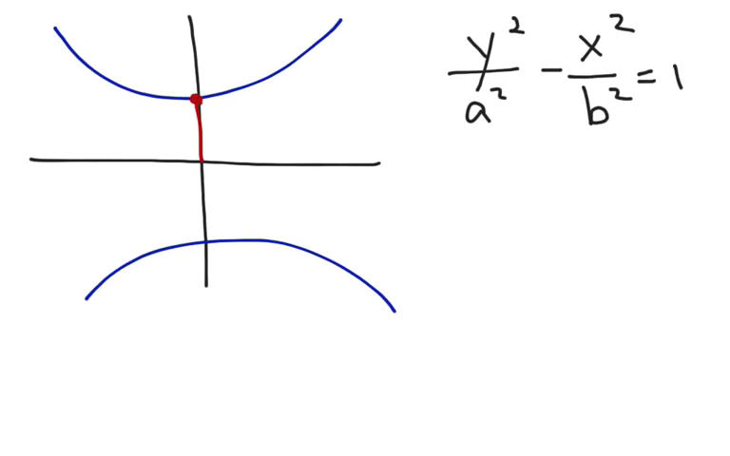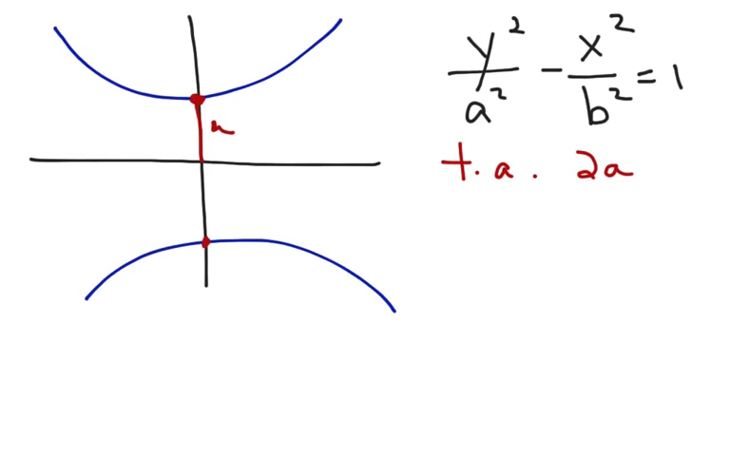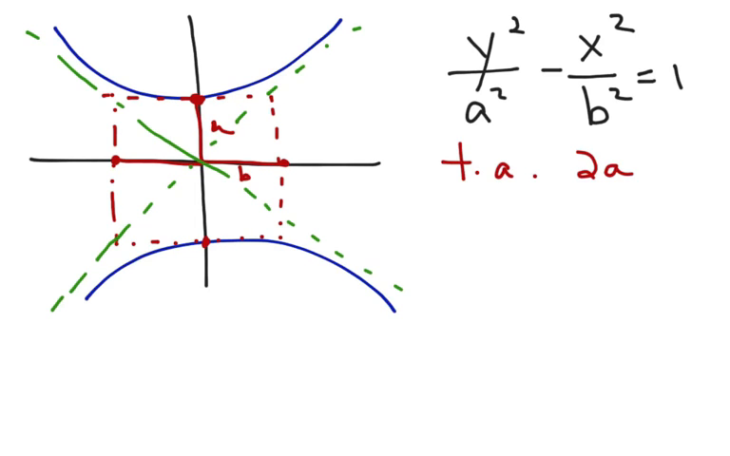So we still say that the vertices are a units away from the center. The transverse axis is still 2a units. I'll call that TA this time. This time the transverse axis is a vertical line. In the previous example, the transverse axis was horizontal. I'll do b first. B tells you how many units to go to the left and right of the center. And then you can make this little box. The asymptotes are the diagonals of that box. The asymptotes for this one have the equation y equals plus or minus a over b x. Notice it's the reverse of the previous example.